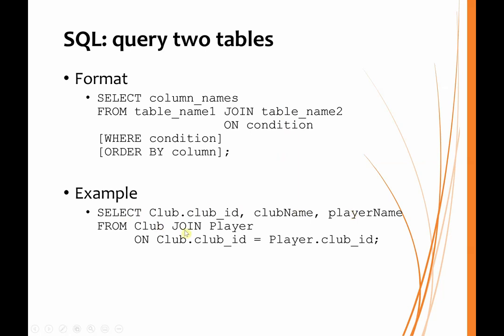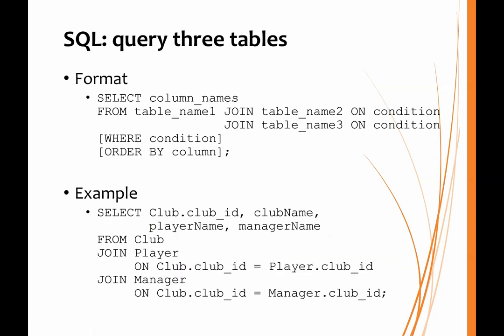So for example, we're going to select the club's club ID, the club name and the player name from club join player on, and here's the condition. That's the primary key in club equal to this foreign key in player. So we're going to select from club join player on club ID equal to player club ID. And that will then extract these 3 columns from those 2 tables, joining the rows from the 2 tables that match this condition.